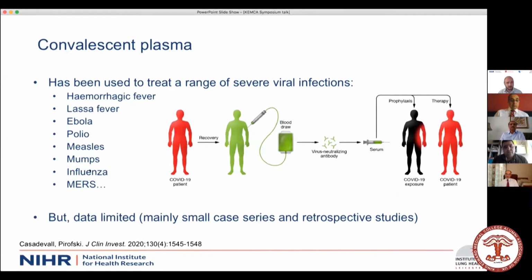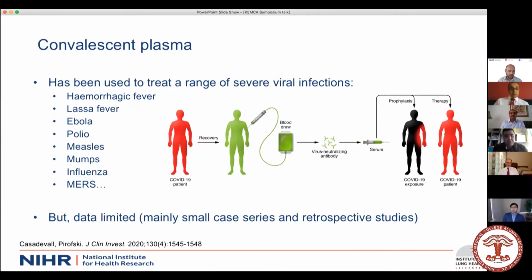The idea here is that you take the antibodies that someone's got, someone who's recovered from COVID-19, isolate their antibodies in their plasma, and give it to people either as prophylaxis for exposure or as an antiviral therapy in those that have it. And there have been some small, mainly case series and retrospective data in other conditions that this may be effective.